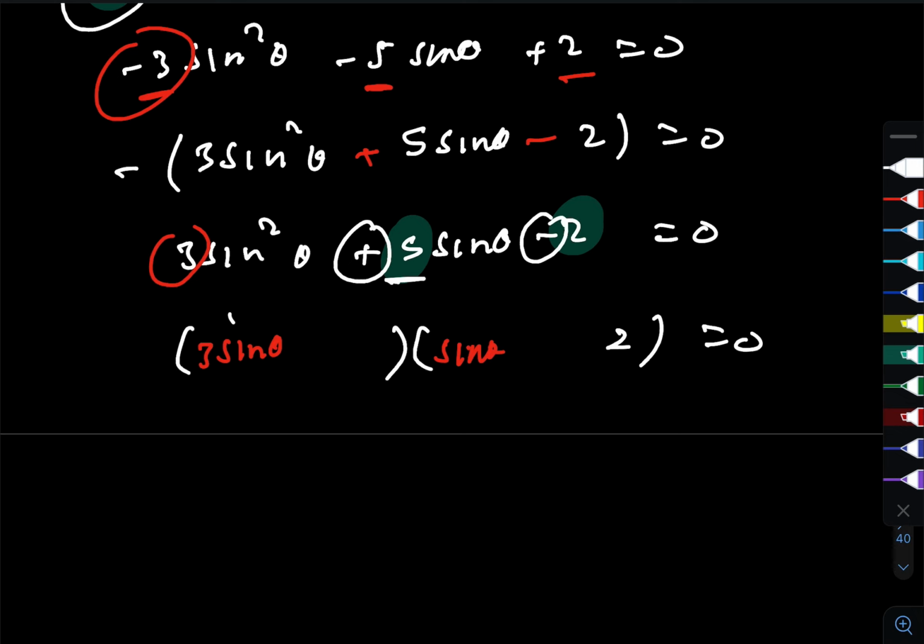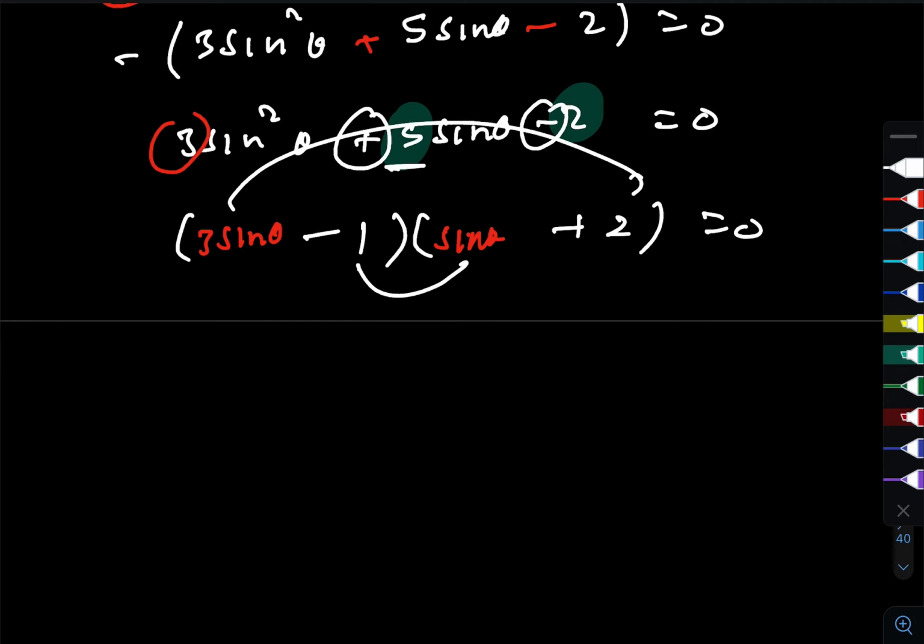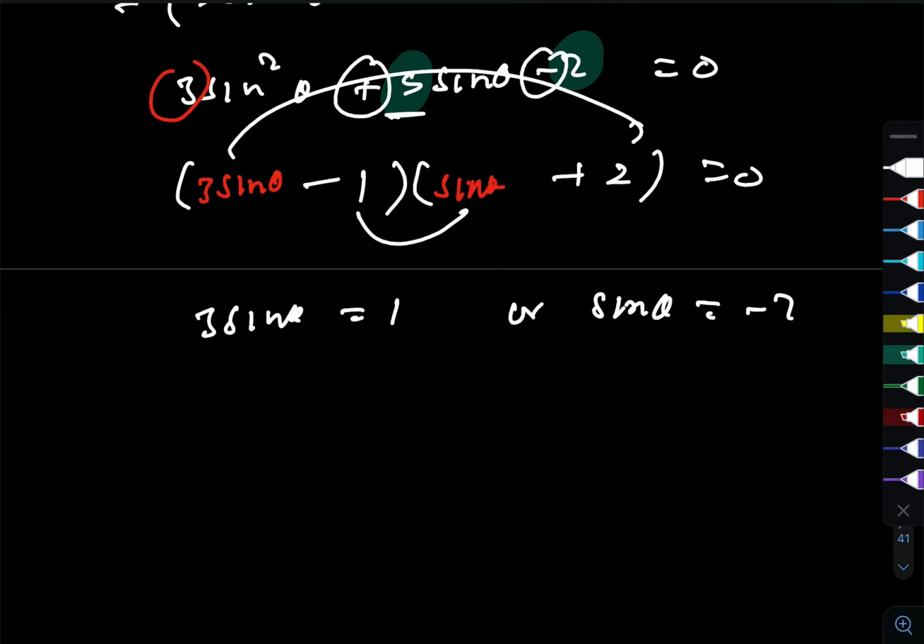So remember, the outer term and the inner term are the ones that give you the middle term. I'm going to put 1 here. So the plus is going to come here because the bigger term should be the plus, and then here's going to be a minus. So I'm done. I'm going to have 3 sine theta minus 1 equals 0, or sine theta plus 2 equals 0. I've already equated each factor to 0, and I've solved for sine theta. Here I'm just going to divide by 3, which gives sine theta equals 1/3.